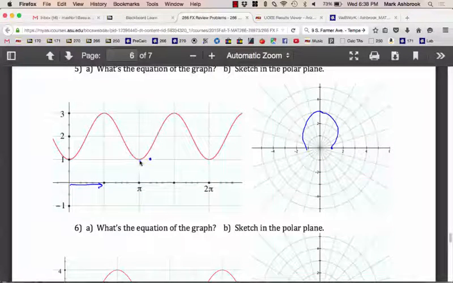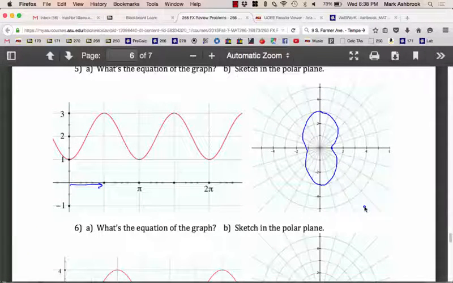And then what happens? From pi to 3 pi over 2, it goes to 3. And then back to 1. And then it just repeats. So then I just keep doing that.